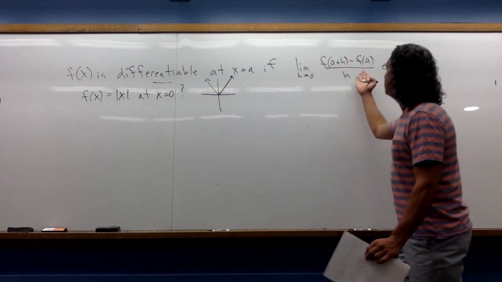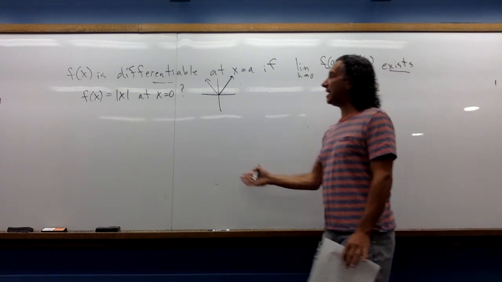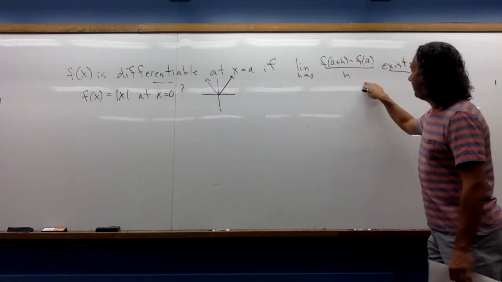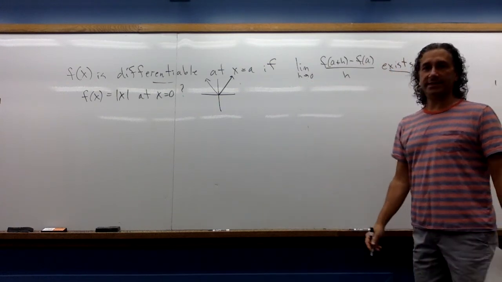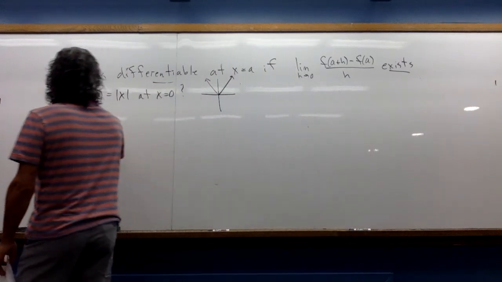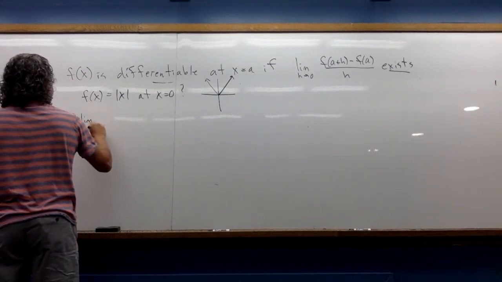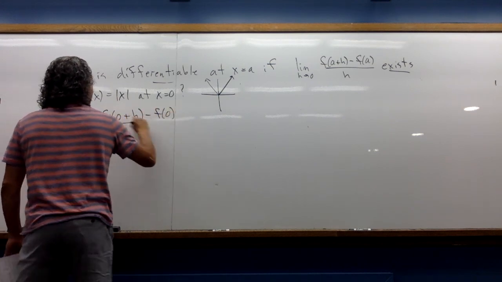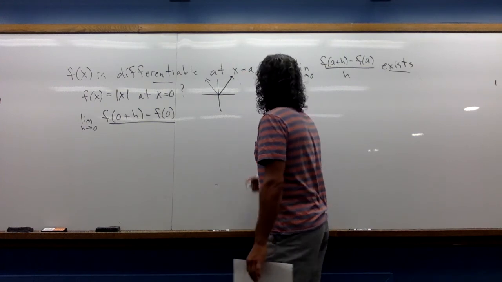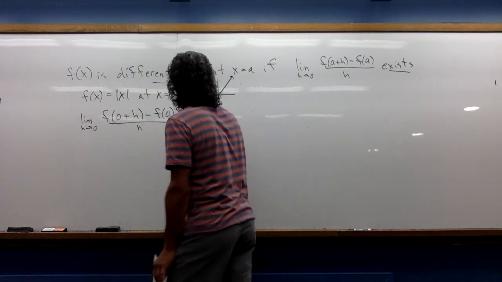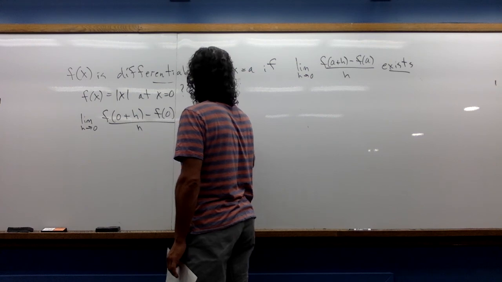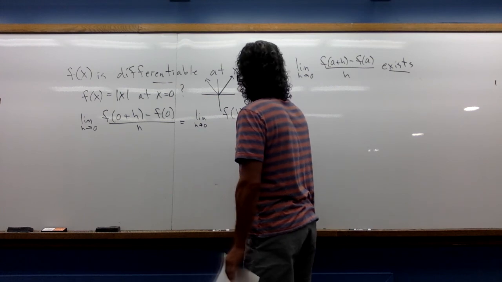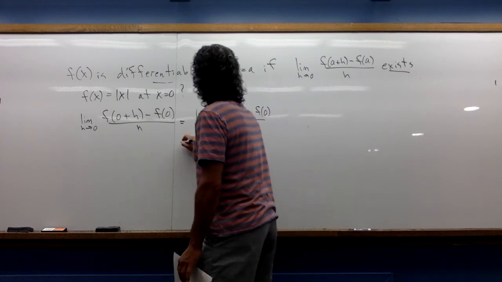Well, we now have the machinery to be able to prove to ourselves that it's not differentiable at that corner. So how do we do that? Well, we need to compute this limit and convince ourselves that the limit does not exist. So let's do that. So the limit as h goes to 0 of f of a plus h minus f of a, where a is equal to 0, over h is the same thing as the limit as h goes to 0 of f of h minus f of 0 over h.